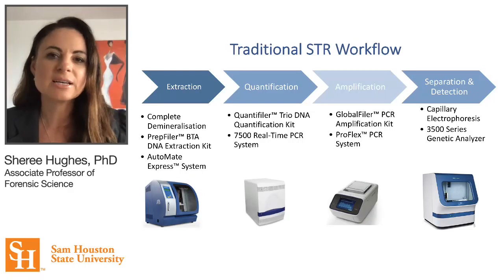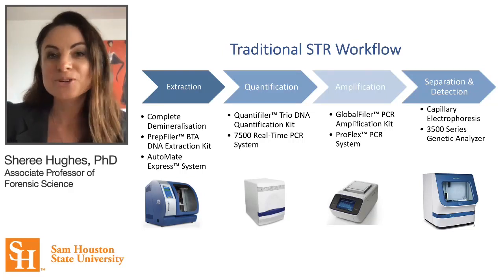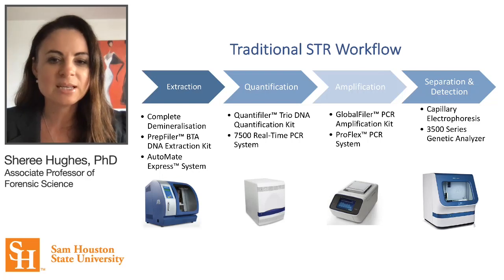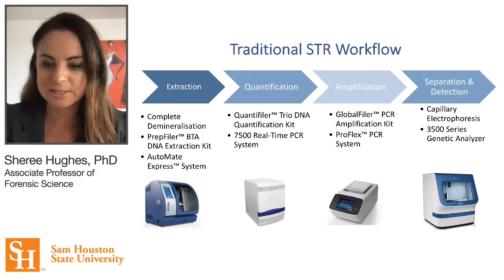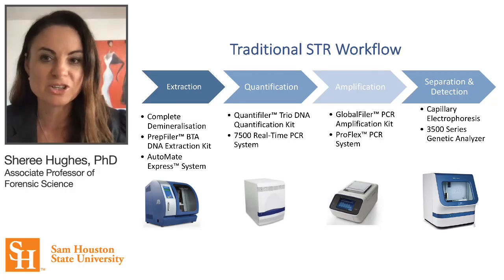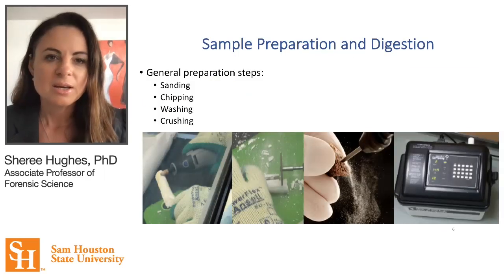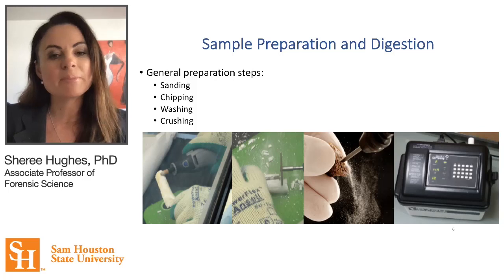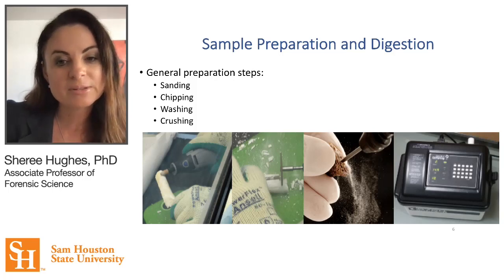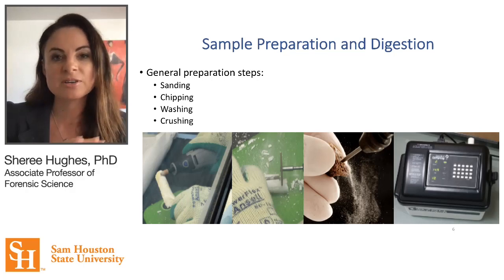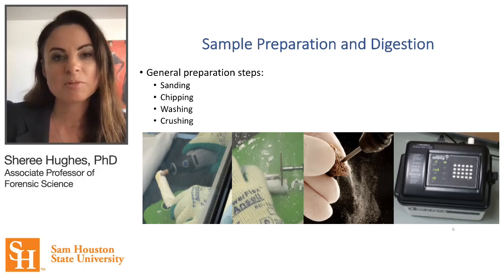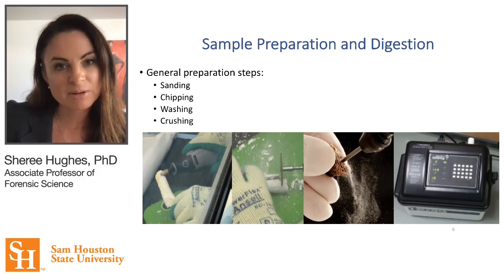Of course, the traditional STR workflow in the laboratory should look familiar to you all, and the work I'm presenting is using all of these Thermo Fisher kits and chemistries on these instruments, all the way from extraction through to separation and detection on the 3500. The general sample prep of bone samples essentially always starts with a sanding. We would usually sand off the top millimeter or so of the bone to remove a lot of those external contaminants.